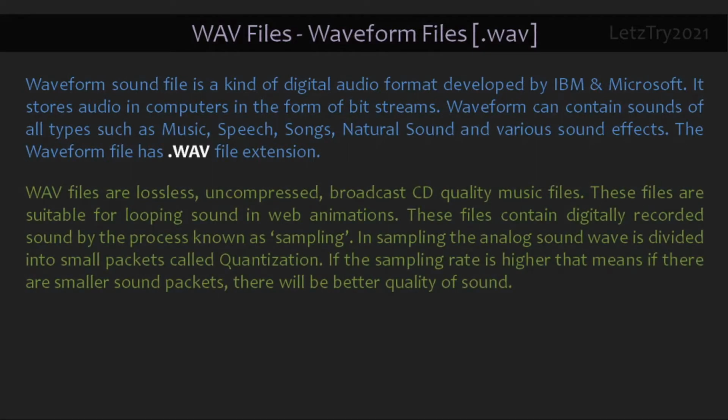Waveform files are lossless, uncompressed, broadcast CD quality music files. These files are suitable for looping sound in web animations. These files contain digitally recorded sound by the process known as sampling. In sampling, the analog sound wave is divided into small packets called quantization. If the sampling rate is higher, that means if there are smaller sound packets, there will be better quality of sound.